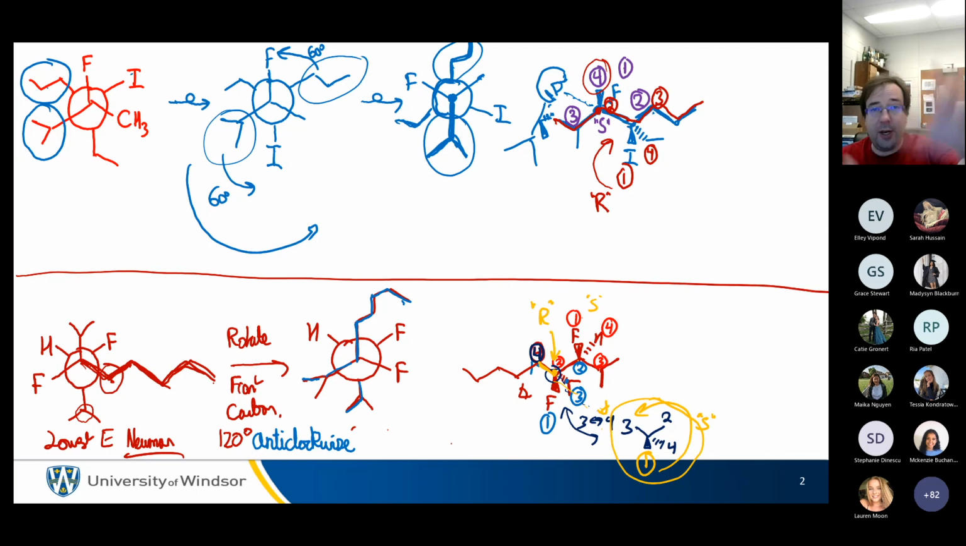Yeah, you can swap any two groups. The swapping of groups, if that's your question, Melissa, you can swap any two groups anywhere you like on that thing.